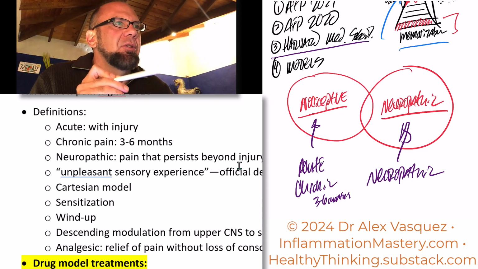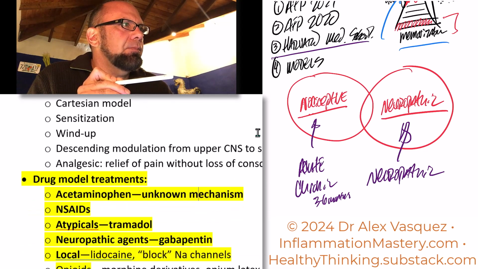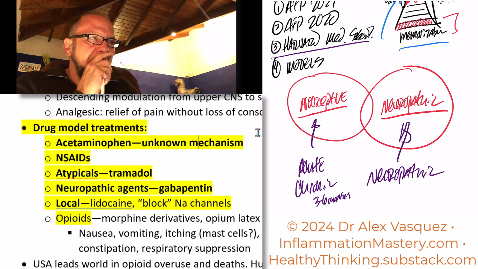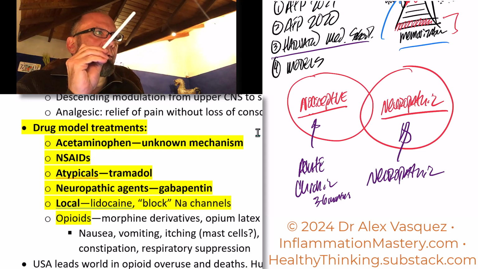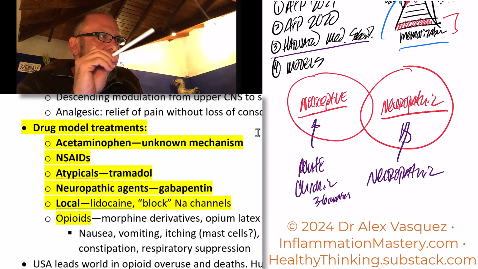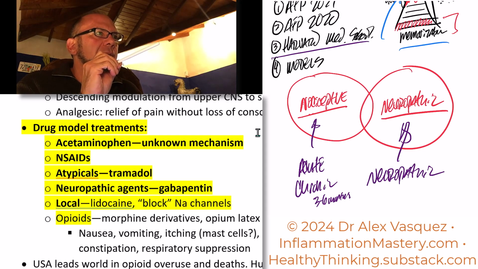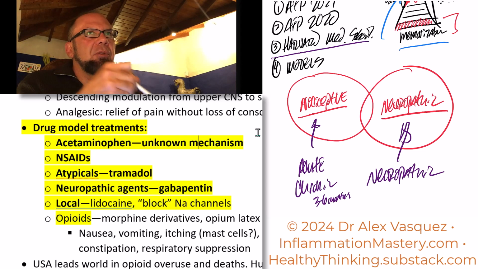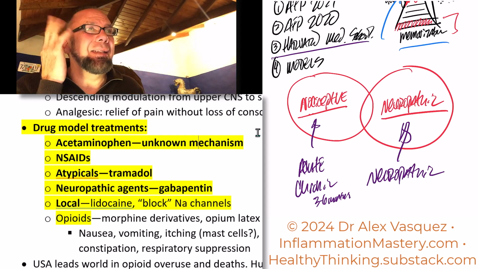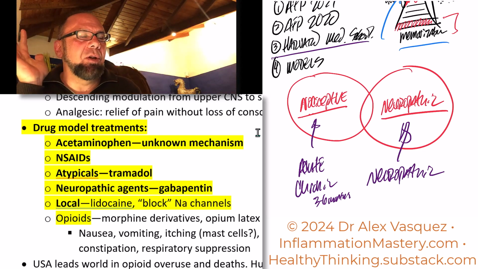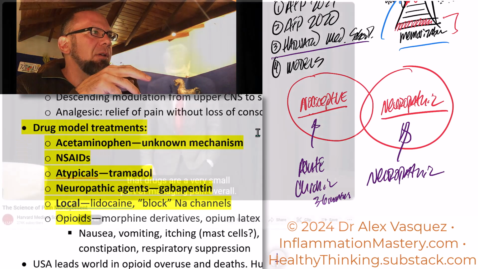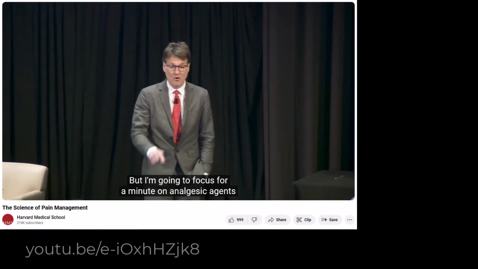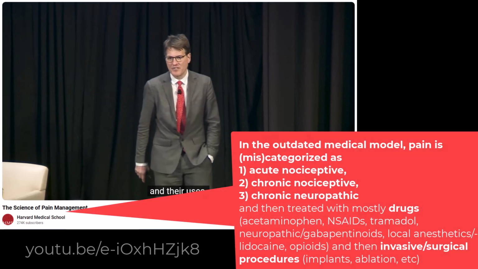In the presentation, so I'm going to look at my notes right now. In the presentation from Harvard Medical School, he described the treatments that they use in the medical model. Acetaminophen, just as an analgesic, NSAIDs, which are non-steroidal anti-inflammatory drugs. They're barely even anti-inflammatory drugs. All they do is reduce prostaglandin formation. Atypical drugs he describes, such as tramadol. All right, but I'm going to focus for a minute on analgesic agents and their uses.